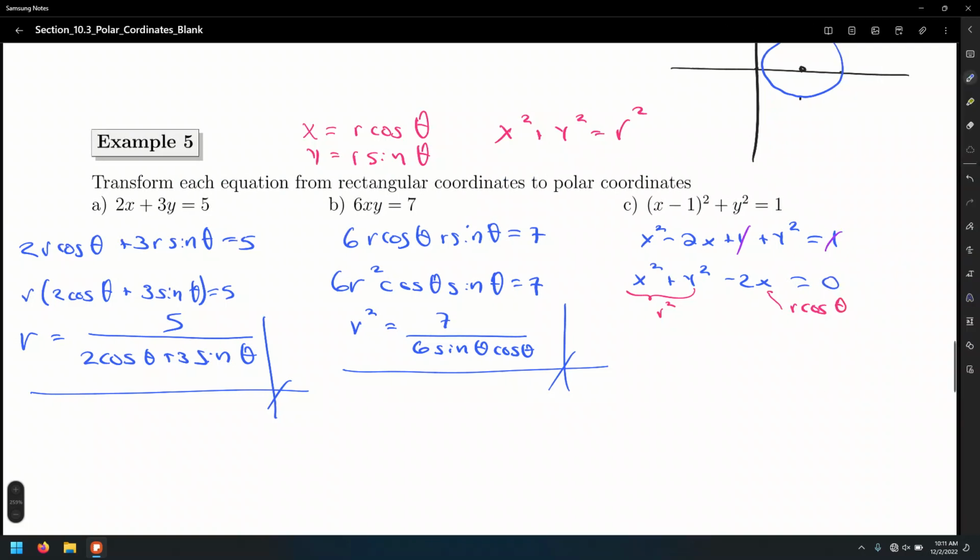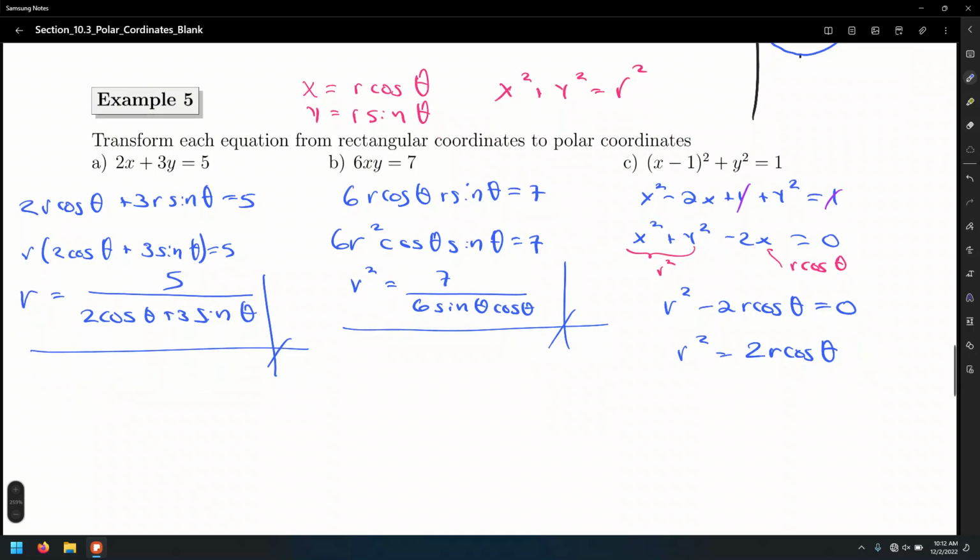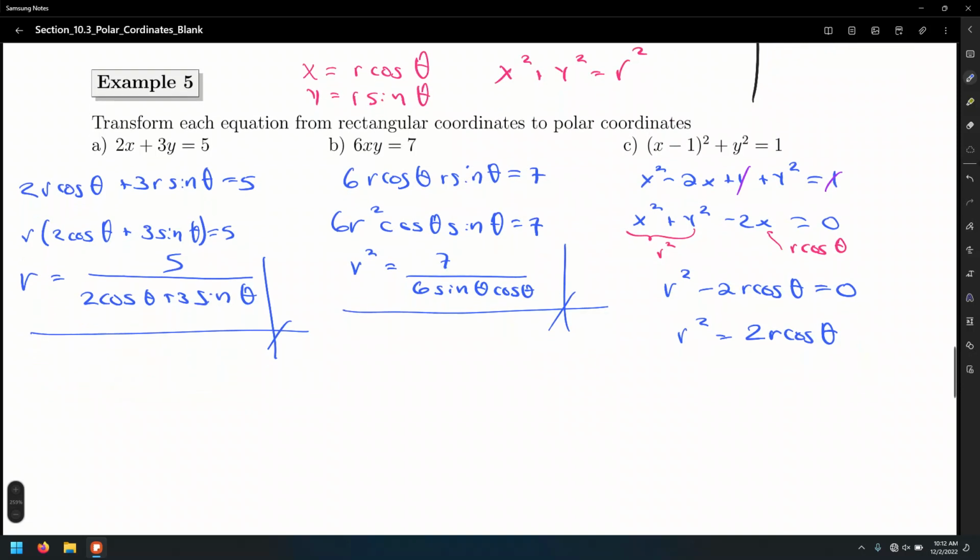All right, so that's going to leave us with r squared minus 2r cosine theta equals 0. And we still have to keep simplifying the equation. So that's r squared equals, or rather positive, 2r cosine theta. All right. We can still simplify this a bit further.